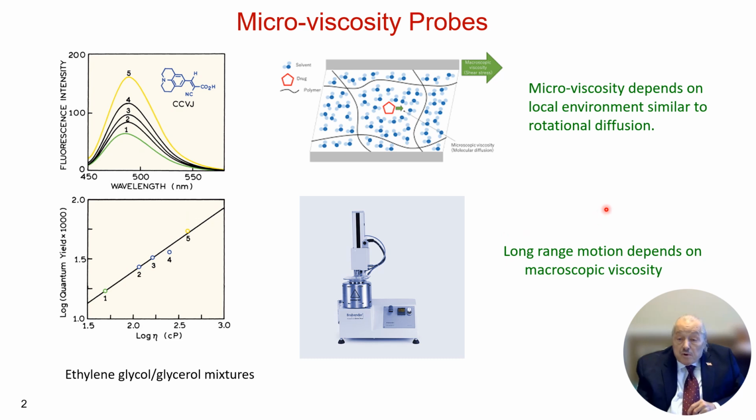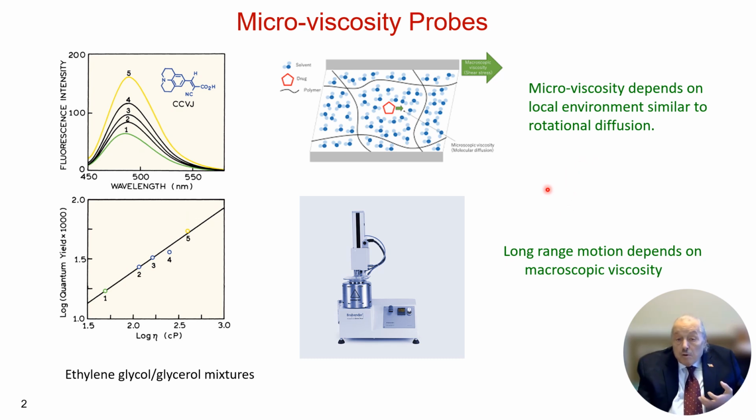So first we'll talk about microviscosity probes. What is microviscosity? The normal macroscopic viscosity is the long range motion of a fluid, through a tube or across the ground or any such thing. Microviscosity is really just the immediate environment around a probe.